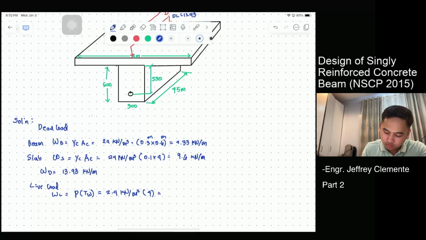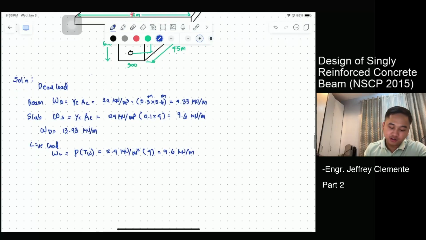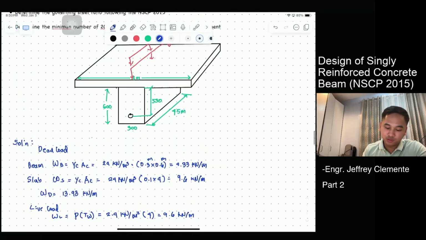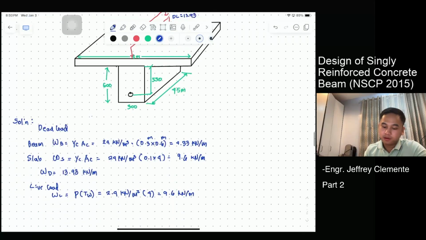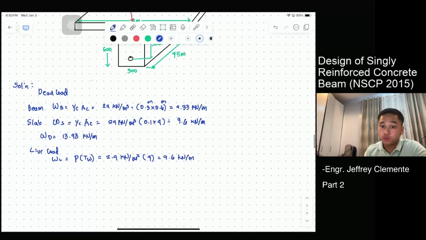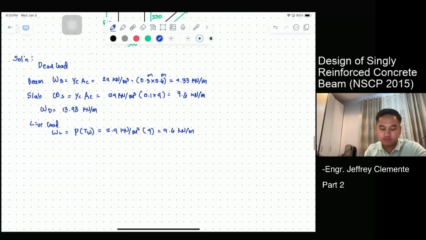Okay. So you have 9.6 live load. Tama ba? Tama. 9.6 live load. Di ba? Okay. So, we'll have uniform load ng dead load and live load, di ba? Ang live load natin is 9.6 kilonewton per meter. Di ba? So, paano na yan? Meron na tayong uniform load. We need to get the maximum moment. Di ba? Maximum moment ng dead load, live load.